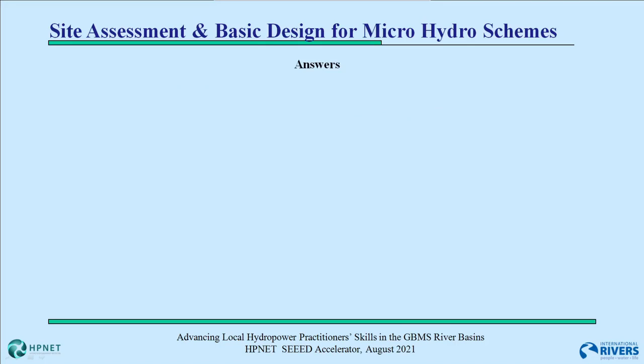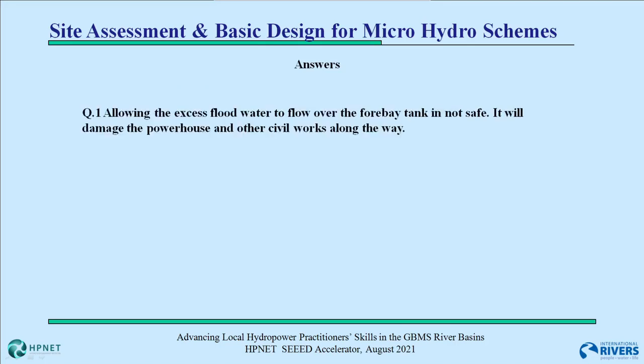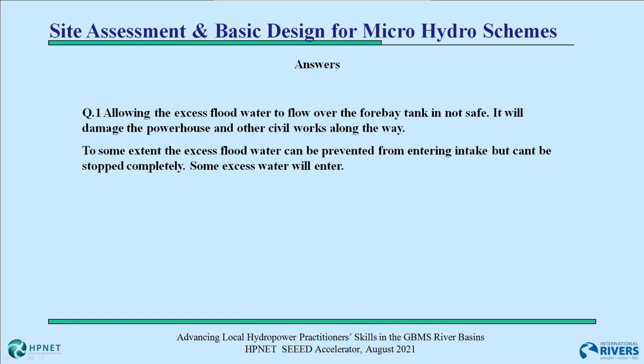Let us look at the answers. Allowing the excess flood water to flow over the 4-bay tank is not safe. It will damage the powerhouse and other civil works along the way. The second option is the right one. The proper correct way is to divert this excess water through spillways.